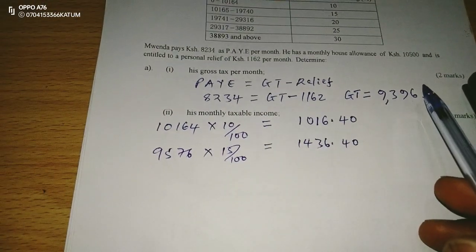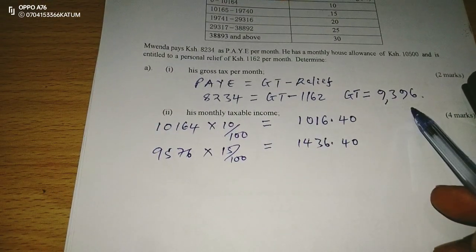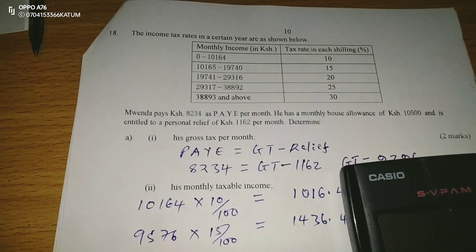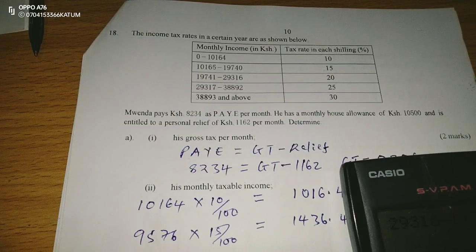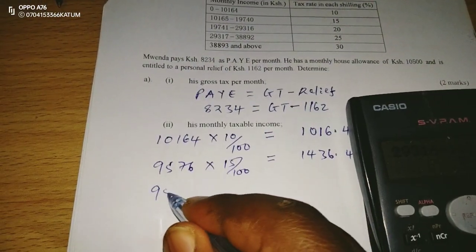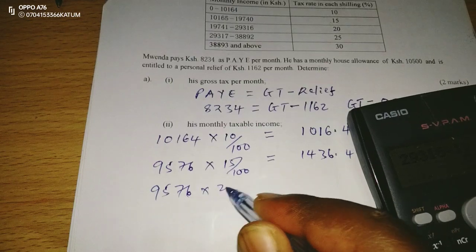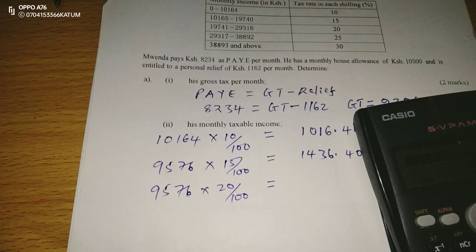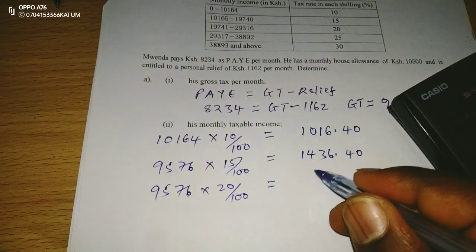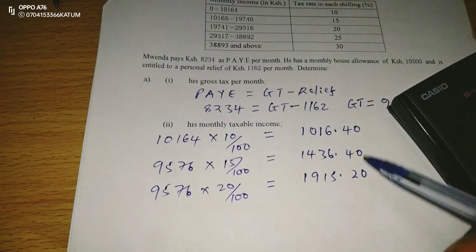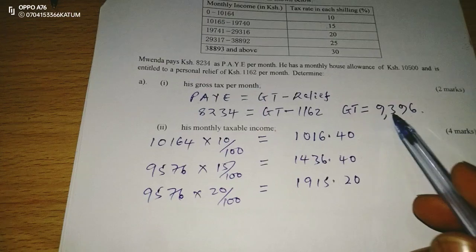So we continue taxing until the gross tax is equivalent to this. So in the next bracket, we're going to have 29,316 minus 19,740. This is giving us 9,576 at the rate of 20%. This is going to be 1,915.20. Again, when we add up, we have not arrived at 9,396.